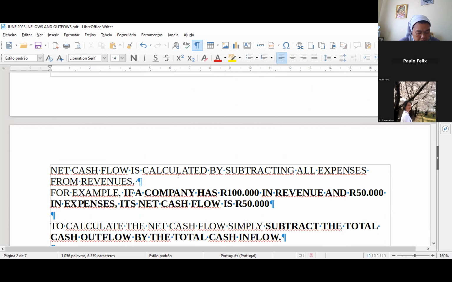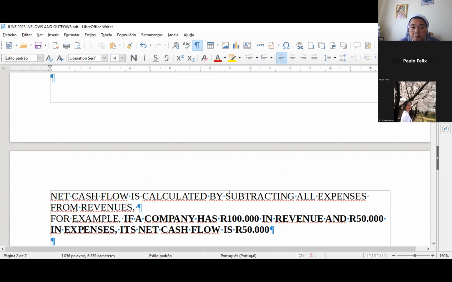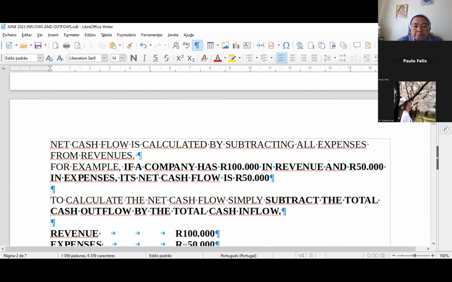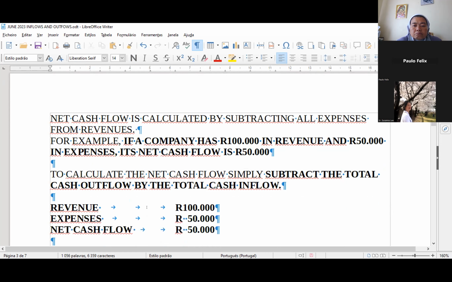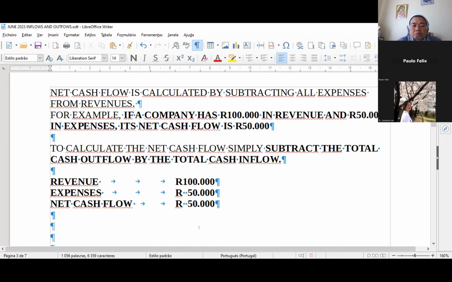The net cash flow is calculated by subtracting all expenses from revenue. For example, if a company has 100,000 rands in revenue and 50,000 in expenses, its net cash flow is 50,000 rands. So to calculate the net cash flow, simply subtract the total cash outflow from the total cash inflow. The revenue of 100,000 less expenses of 50,000, so the net cash flow is 50,000 rands.